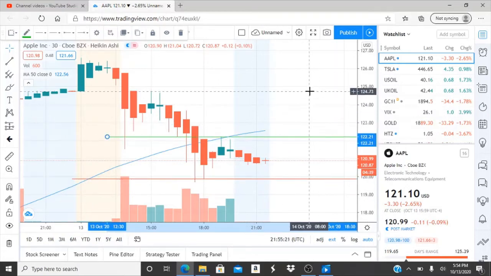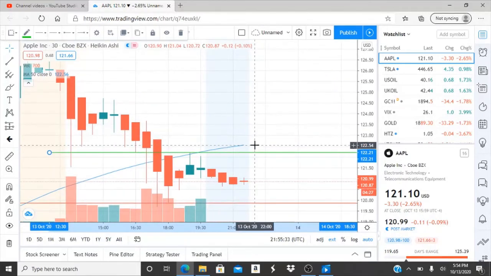Now, on the other hand, we have our resistance level. This resistance level is so important for the bulls, but it does not mean that the bulls have gained control. The bulls don't have control until they break through the 50-day moving average of 122.56. That's one of the most important numbers for the bulls. They need to break through this.